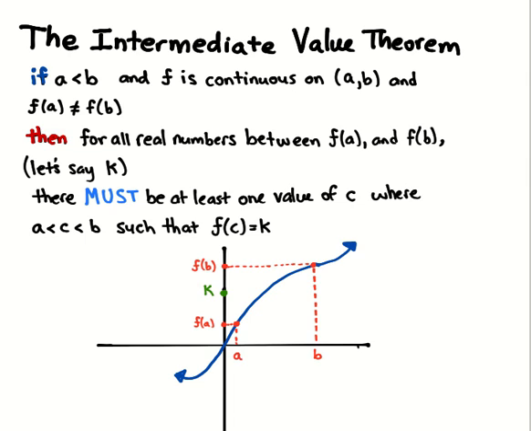The intermediate value theorem is an existence theorem. It doesn't find a number for you or a value for you, but it does tell you whether one exists or not. So that's kind of like the big picture.